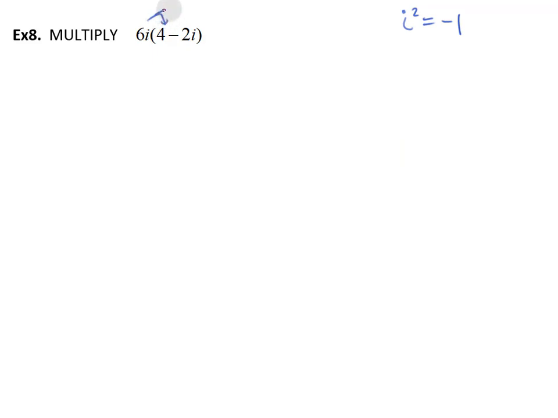Okay, so let's go ahead and multiply. We do need to distribute like normal. This gives me 24i. 6i times negative 2i is negative 12i squared, i times i. And here's where I said you cannot leave a power of i bigger than 1 in an answer. However, we just talked about i squared being equivalent to negative 1. We get to substitute in.